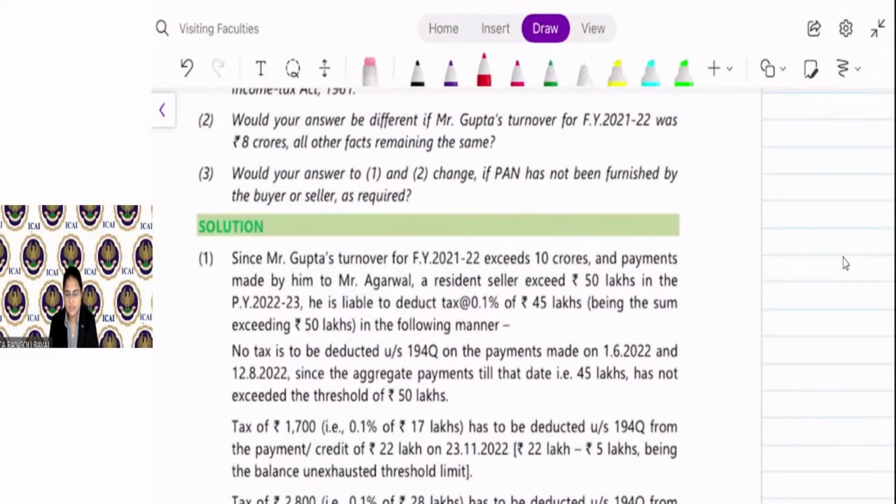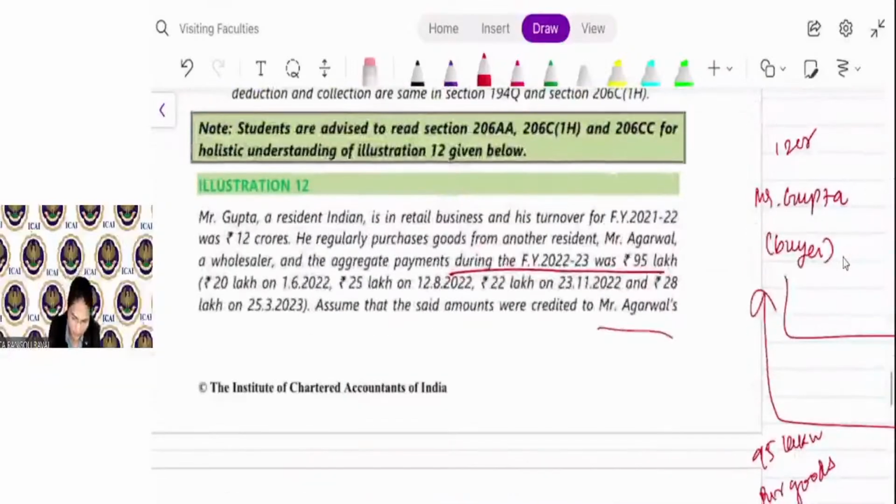See, in the first case, there are different dates given. The first purchase was made for rupees 20 lakh. So the value is less than 50 lakh, and TDS is not required to be deducted. The second purchase was made on 12th August, that is 25 lakh. TDS is not required to be deducted because the value is less than 50 lakh. On the third purchase, 22 lakh, on 23 November 2022, the purchase exceeds 50 lakh.